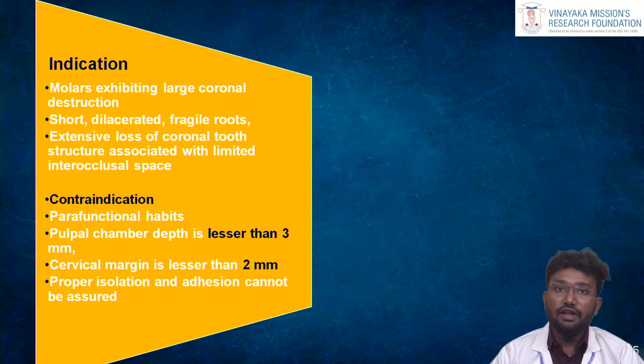It is contraindicated when the patient has a parafunctional habit, because the most preferable material for an endocrown is lithium disilicate, which is a ceramic. Giving a ceramic restoration to a bruxism patient or similar patients is contraindicated due to the risk of breakage of the restoration and crown. Next, it is contraindicated if the pulp chamber depth is less than 3 mm. We should have at least 3 mm of depth for retention. Also, it is not indicated in patients having a cervical margin of less than 2 mm.